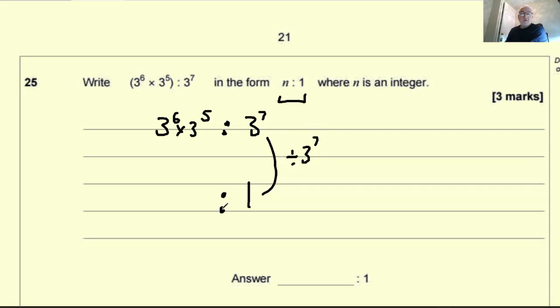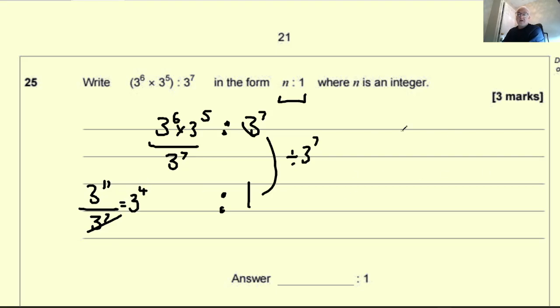So a little bit more of a complicated way of looking at ratio, but the rule of n to 1 is exactly the same. Whatever I need to get down to 1, I just divide by. So I need to divide this by 3 to the power of 7. 3 to the power of 6 times 3 to the power of 5, using the laws of indices, is 3 to the power of 11. Divide by 3 to the power of 7. Remember this one, we just subtract the indices. 3 to the power of 11, take away the power of 7, gives me 3 to the power of 4.